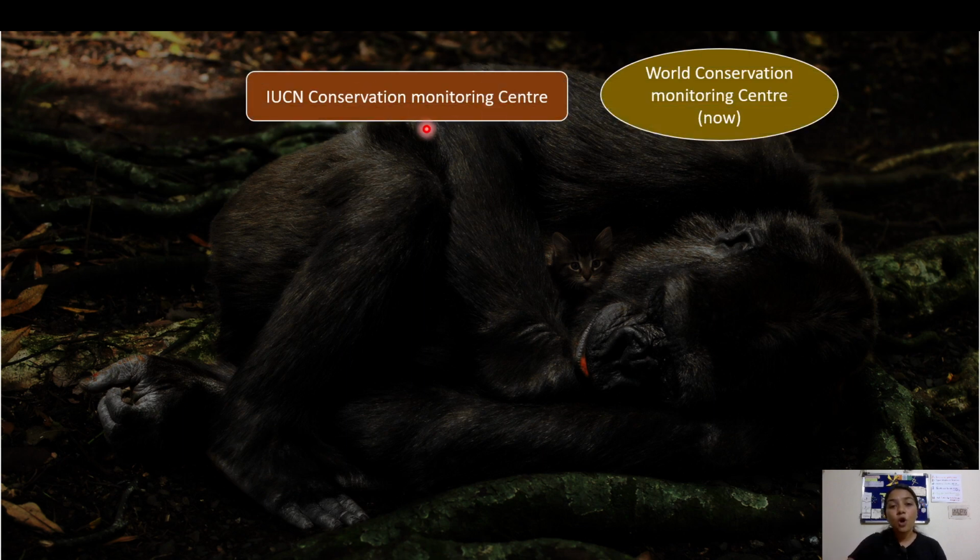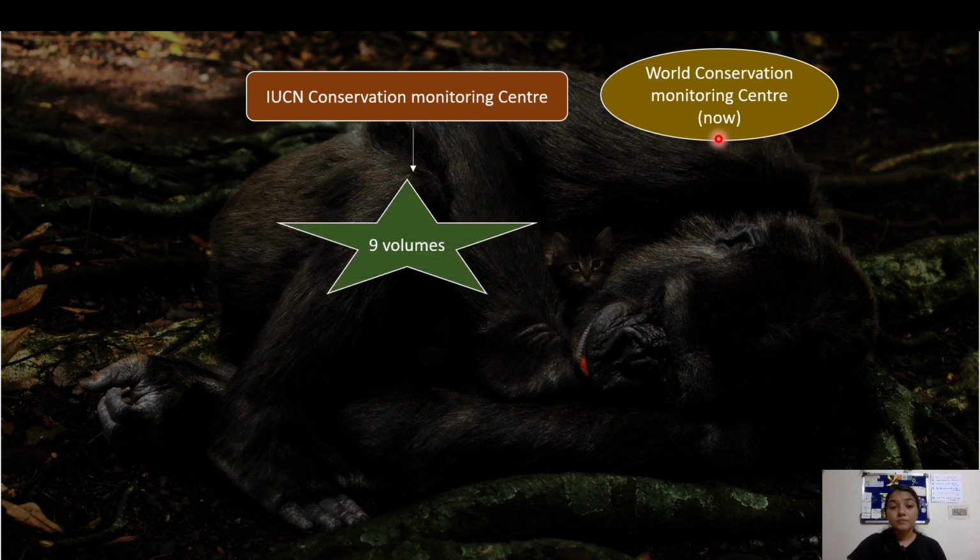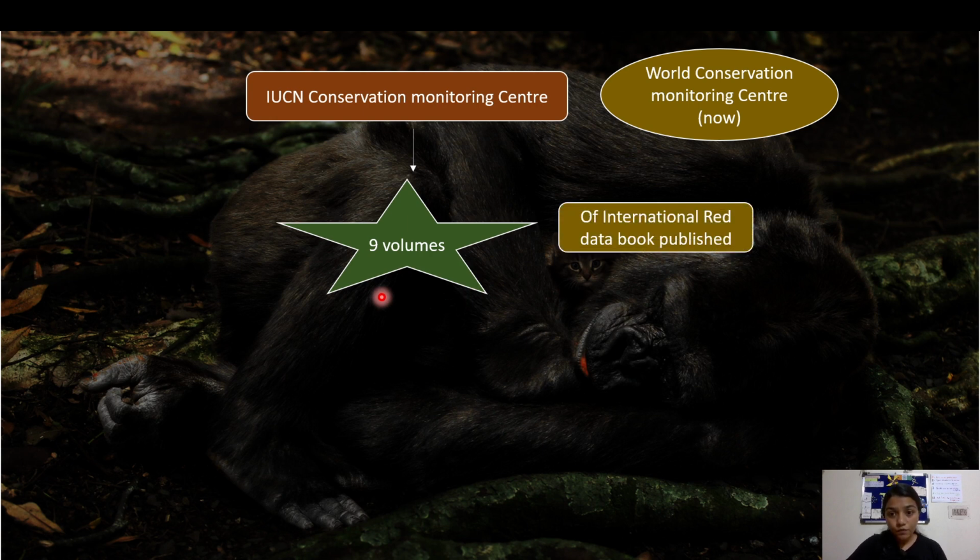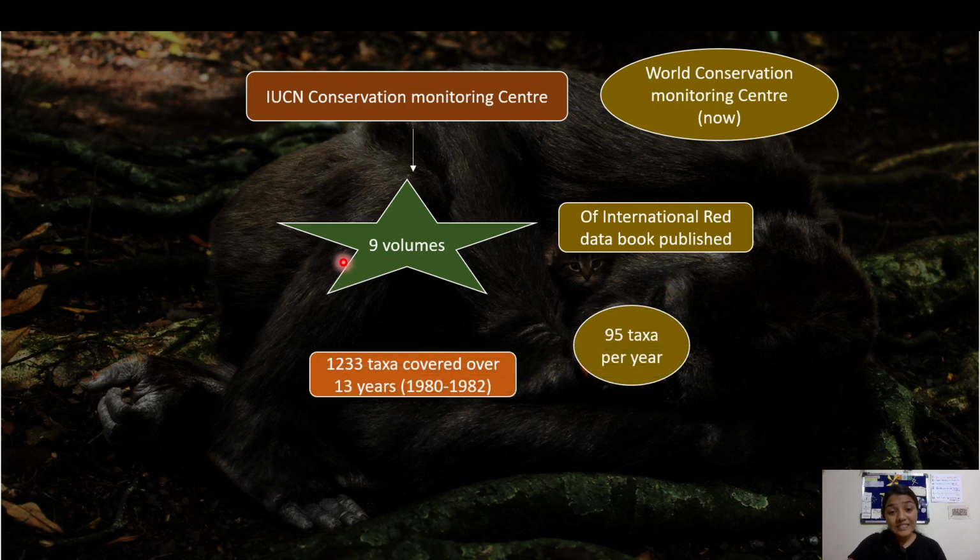So the IUCN Conservation Monitoring Center, which is now called the World Conservation Monitoring Center, started publishing the red data book, and in that way they published 9 volumes of the international red data book. So these 9 volumes covered 1233 taxa over 13 years, right, which was almost 95 taxa per year.